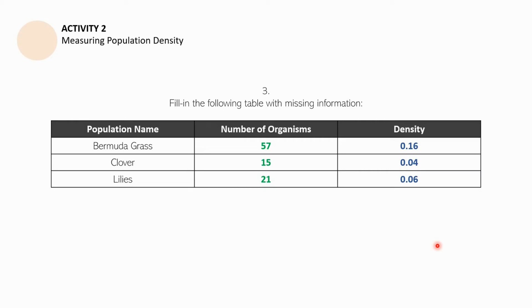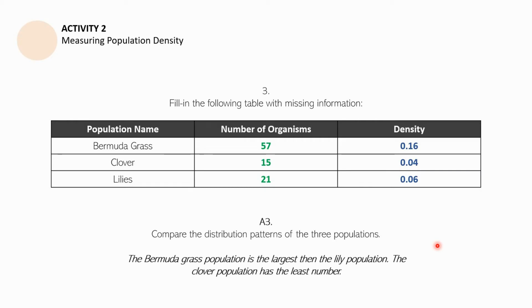600ths. Okay. The answer to question number 3 is the Bermuda grass population is the largest than the lily population. The clover population has the least number, and our basis for saying so is the density.